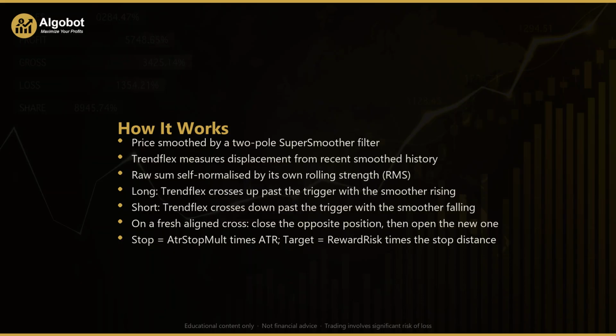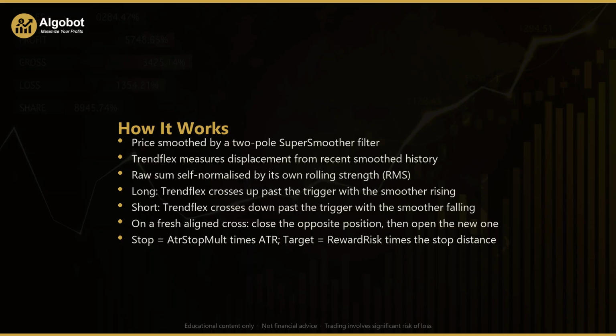Then the regime filter is applied. The strategy measures the slope of the SuperSmoother line over a short look back, 5 bars by default. For a long, the SuperSmoother must be sloping upward. For a short, it must be sloping downward. Only when the cross and the slope agree does a trade become valid. This is what keeps the strategy from fighting the underlying trend during flat, whippy conditions.